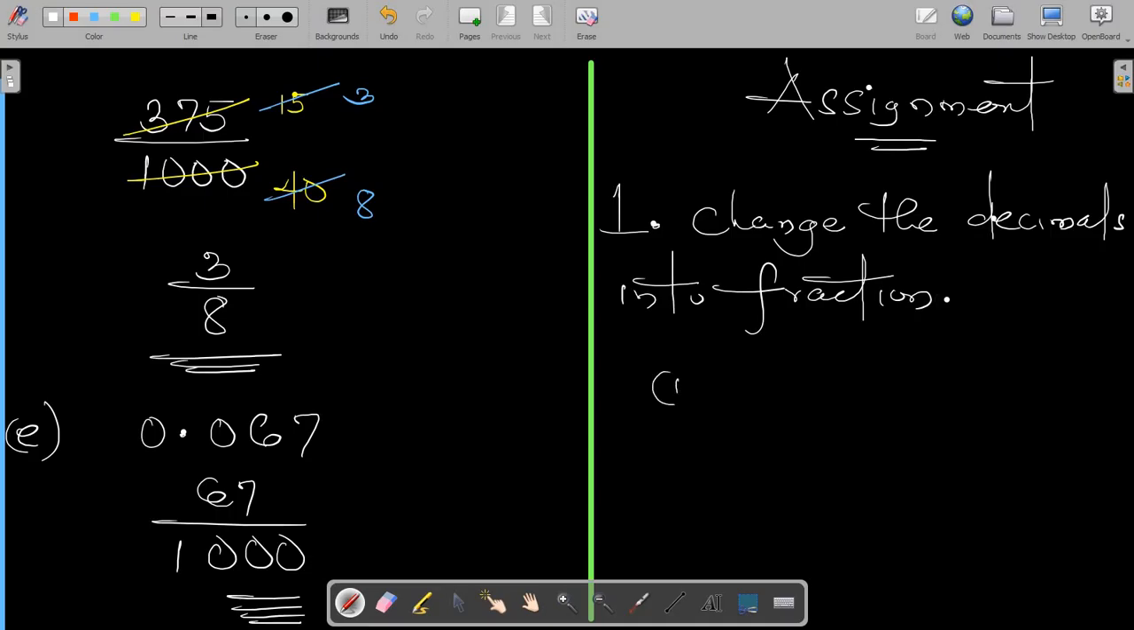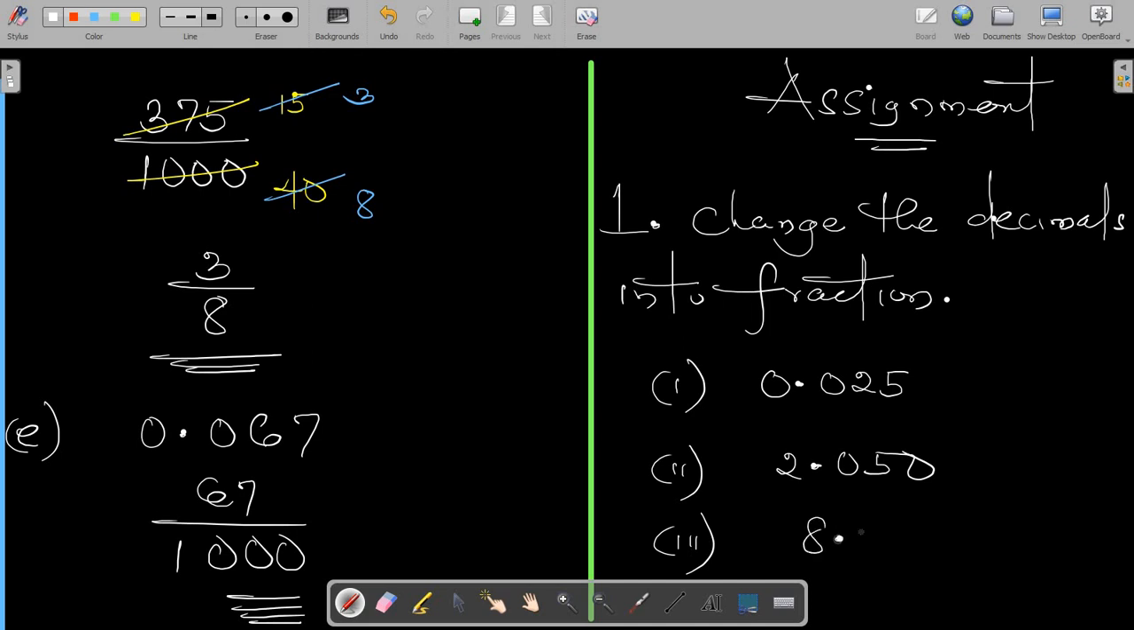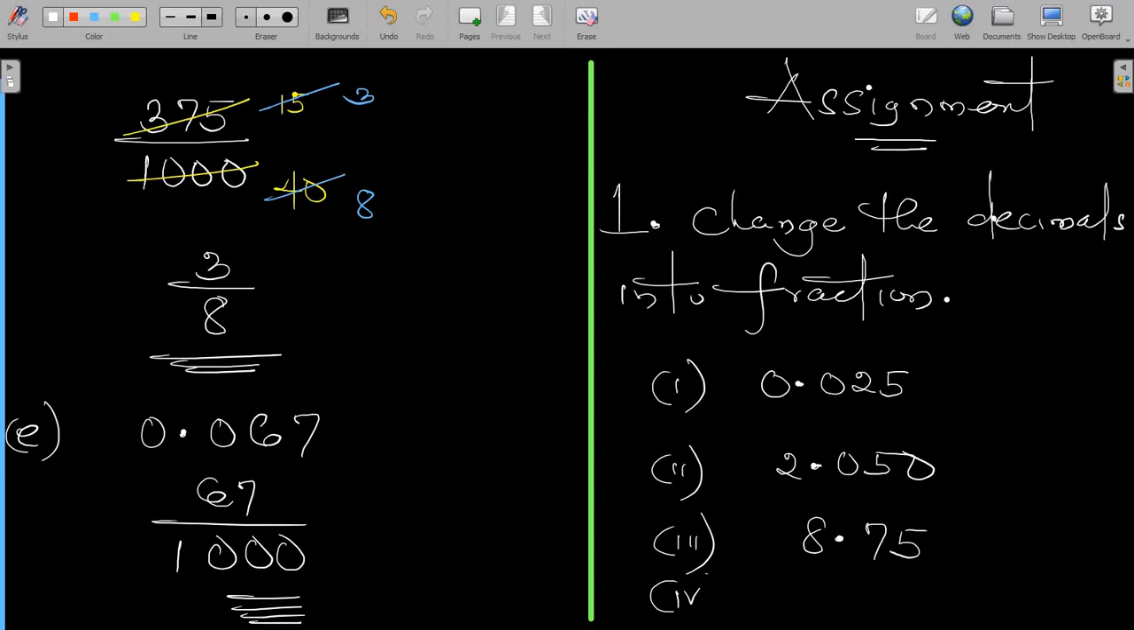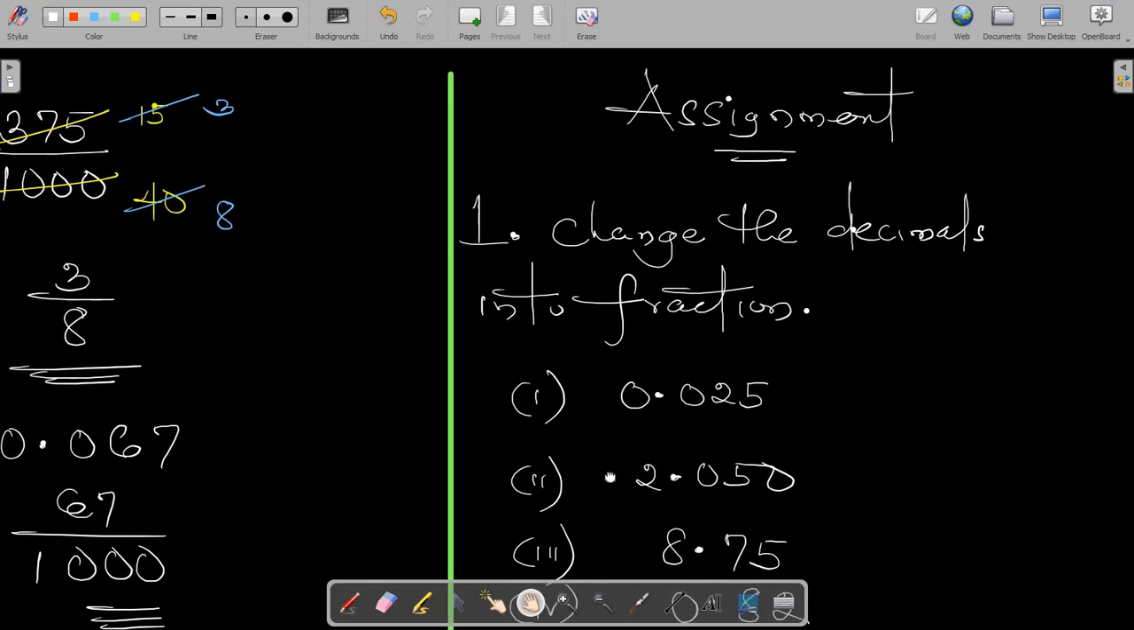So the first question, let me say 0.025. The second question, 2.050. The third question, 8.75. Okay, let me add one more to it, 0.82.